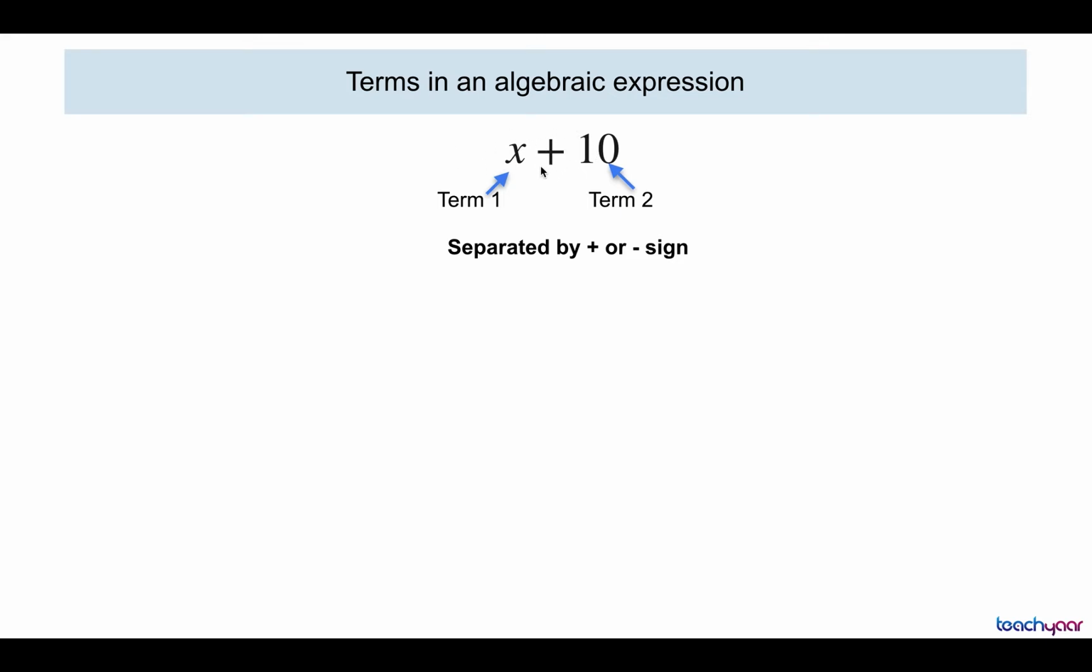When things are separated by a plus or a minus sign, they are called terms. So this small mini expression, or group of variables or group of numbers, could have other terms. It could be xy, it could be 10xy, and so on. But whenever things are separated by a plus sign, those are called terms. So in this case, x plus 10, x is one term, 10 is another term.